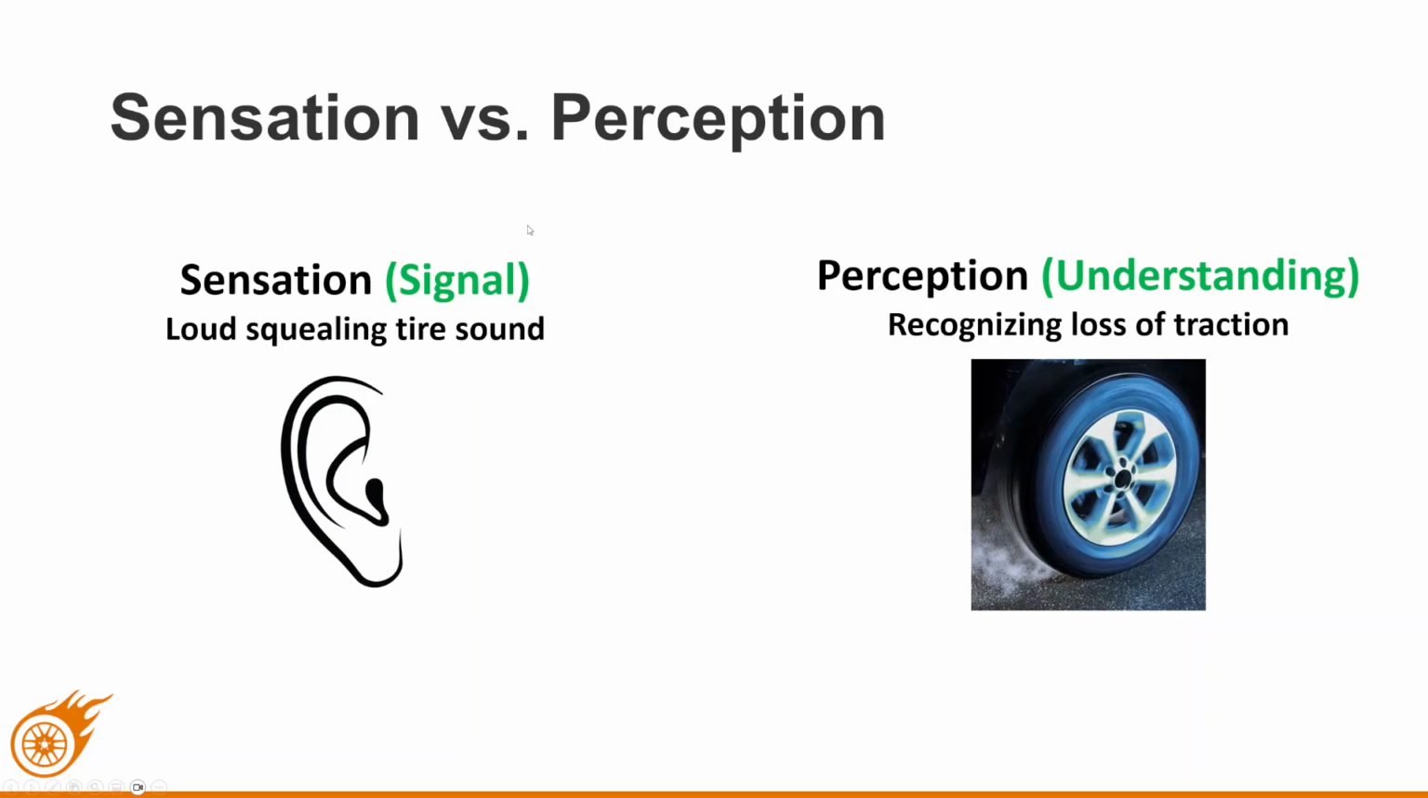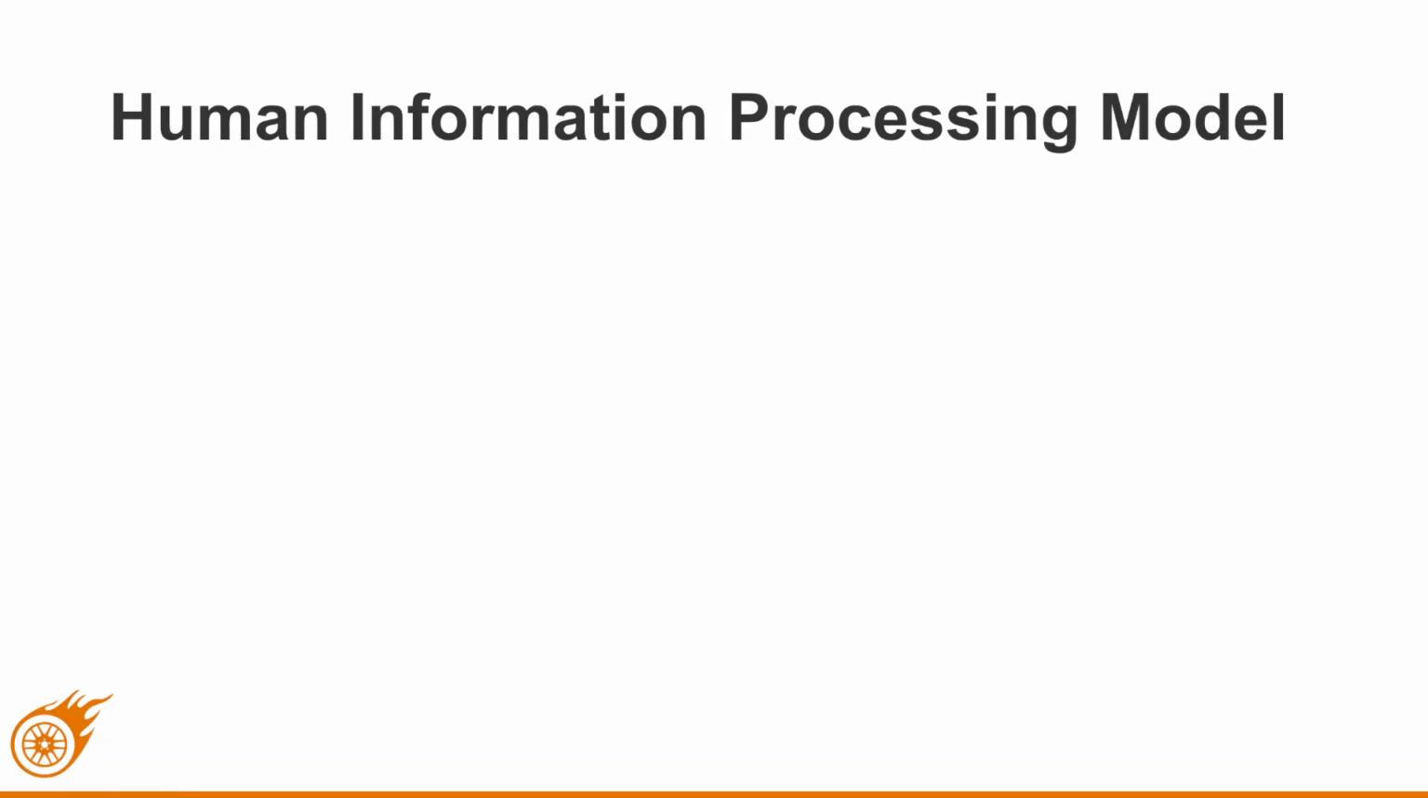Sensation is the detecting of the signal or the physical stimulus, and perception is how you perceive, understand, or interpret it. Now, on a more detailed and larger scale, we have the human information processing model, which shows this process broken down step by step. First you have your physical stimulus, some sort of sound. We'll call it tire squealing. That's your physical stimuli.